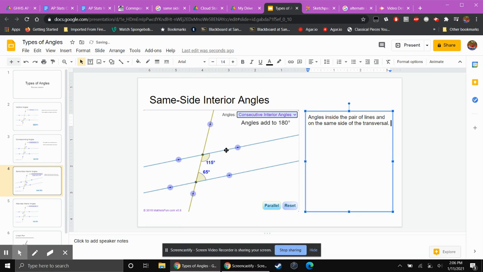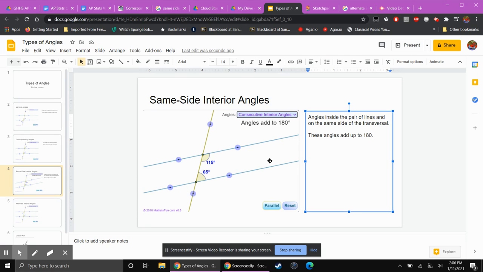Okay, so this is what we're talking about here, right? Angles inside these blue parallel lines that are on the same side of the transversal, which is this dark yellow line. Okay, and then the thing that's different from these is that these are actually not equal to each other, but these angles add up to 180.